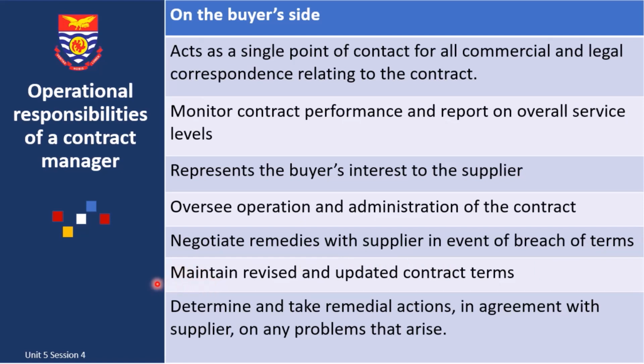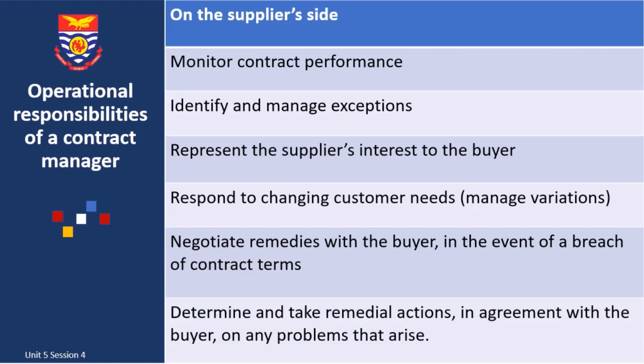They maintain revised and updated contract terms. Because of the essence of change management and variation control, the contract manager is supposed to keep record of initial agreed contract terms as well as revised and updated contract terms as and when a change arises. Then finally, they determine and take remedial actions in agreement with supplier on any problems that arise in delivering the contract.